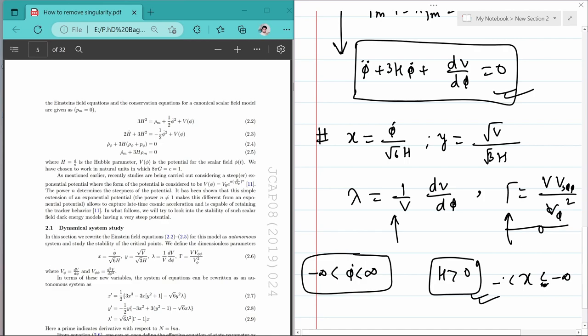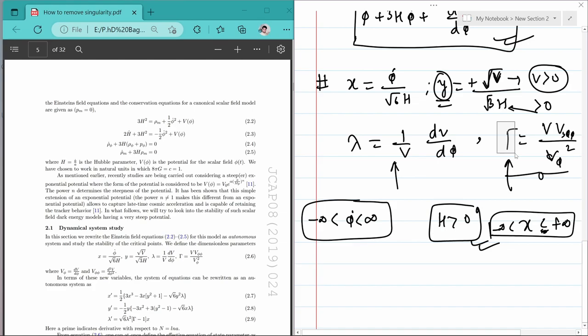Okay, while we have defined y corresponding to the potential, and the potential in this case is always positive, because it is the square root of the potential, and we have used the sign which is positive, which makes y positive. The denominator in h is again positive, V is positive, therefore y is always positive. Now on the other hand, lambda can be minus infinity to infinity, and gamma again can be minus infinity to infinity. There is no problem in it.